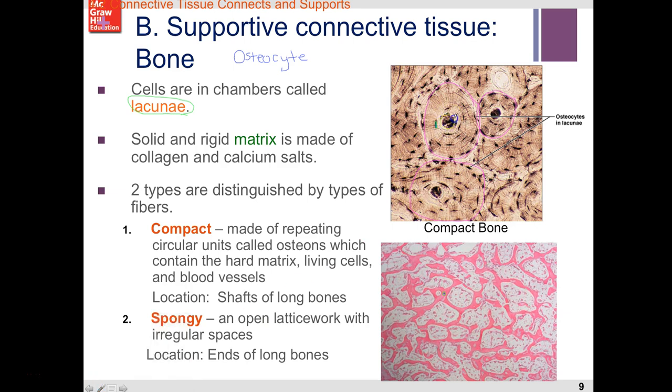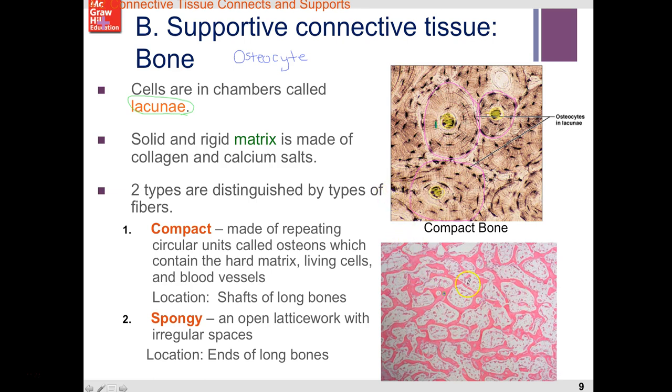So this right in here, I'll fill it in with the yellow. That is going to represent a blood vessel. This is called our central canal, and in it we have an artery and some other fun stuff that we'll get into later. And so where we're going to usually find compact bone is in the shaft of the long bones, and I'll show you that in an image in a moment.